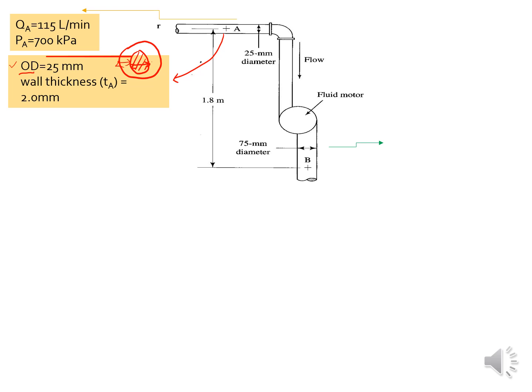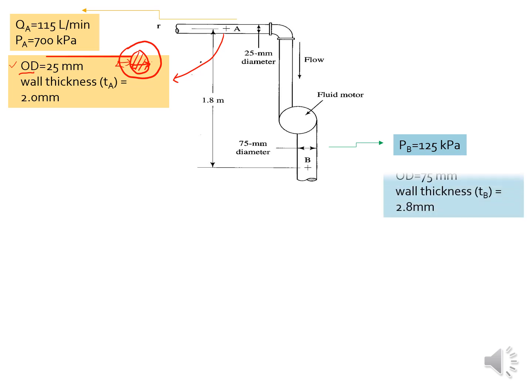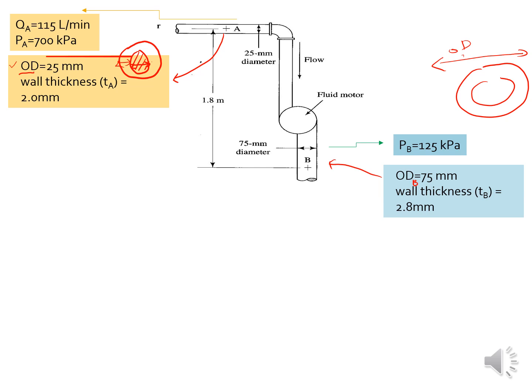It also provides us information at point B, where the pressure is 125 kilopascal, and the dimension of the pipe at B is an outside diameter of 75 millimeter, and the thickness for each side is 2.8 millimeter. It may look like this, in which the outside diameter is given by this value, and the thickness for each side is this value.